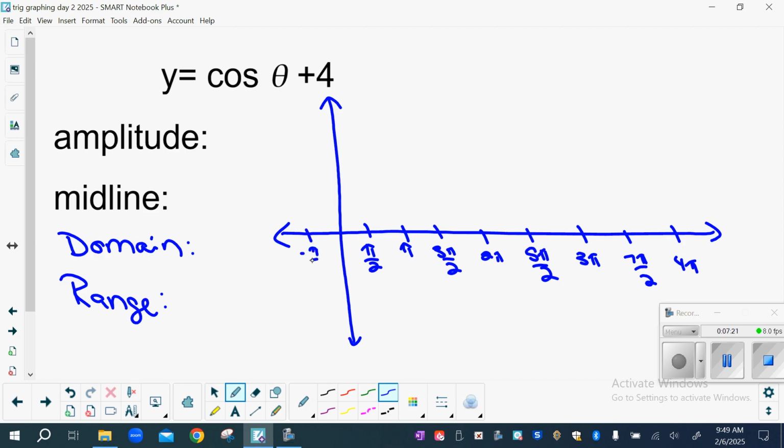Negative pi over 2. So I'm very excited. I shouldn't tell you this, but Tommy always gets mad when I tell you guys this. But Thomas is coming home. I'm very excited. He got his driver's license back. Yay, Thomas.